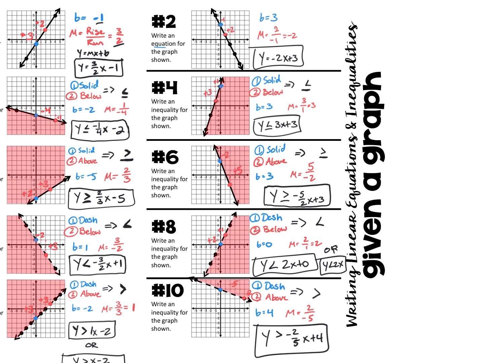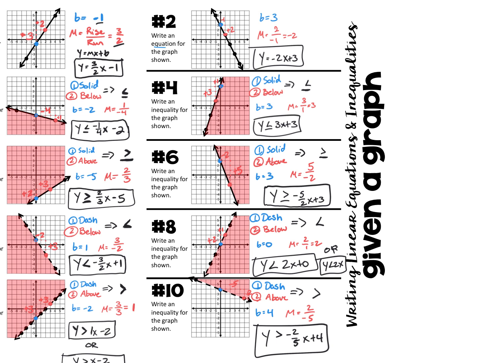Okay, so there was your 10 minutes to kind of look at this and figure some of it out. So, here are your answers. Number 2 up top, remember they're kind of your notes, so there's one example of each. Your answer should have been y is equal to negative 2x plus 3. Number 4, y is less than or equal to 3x plus 3. Number 6, y is greater than or equal to negative 5 over 2x plus 3.